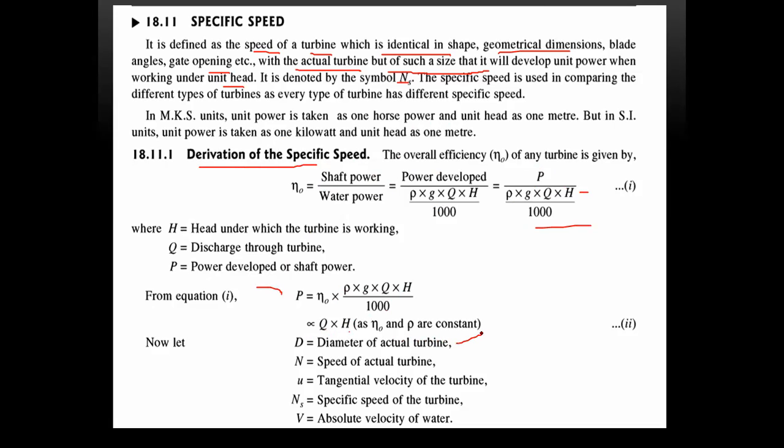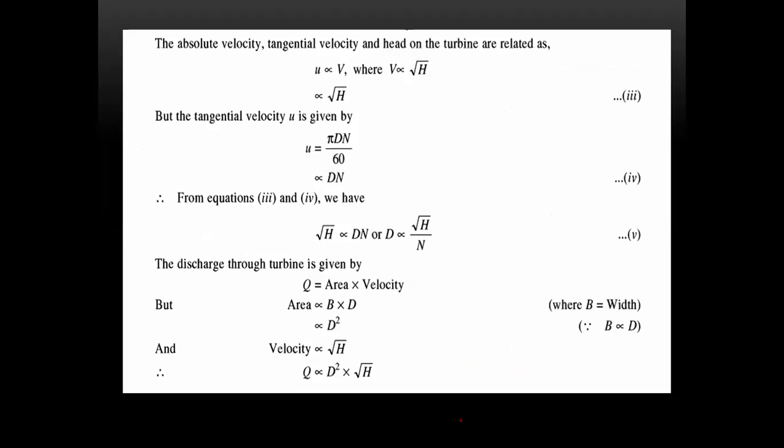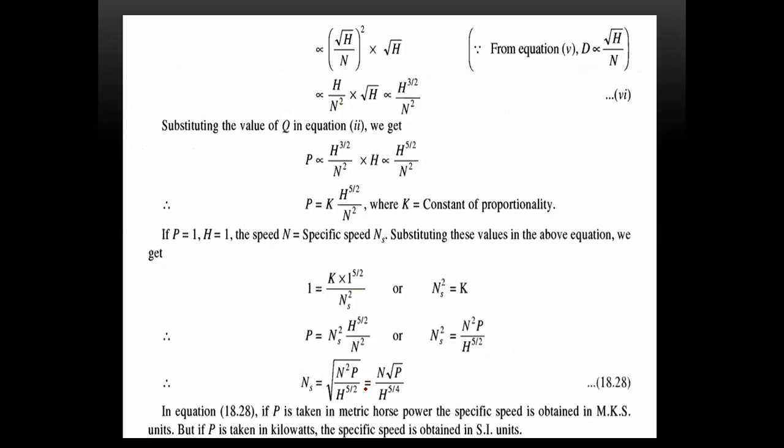Now let us consider the diameter of the actual turbine, speed, tangential velocity, the specific speed, and the absolute velocity of the water. Therefore, upon solving, we get U is proportional to root H. The tangential velocity U is equal to pi DN by 60. Now applying 3 and 4, we get this. The discharge through the turbine is given as Q equals area into velocity. Upon solving, substituting the value of Q in equation 2, we get the P value and K value.